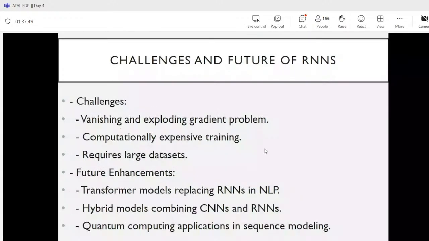So challenges and future we can say, because whatever the system might be, when any new system comes in there are challenges, and accordingly there will be future enhancements that can be done. So, exploring the gradient problems happening in current neural network structures, and then expensive training. Speaking mathematically, it is very, very difficult to go through each and every iterative process, and it requires large data sets. Be very clear, it requires large data sets.